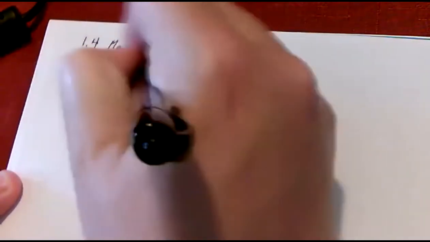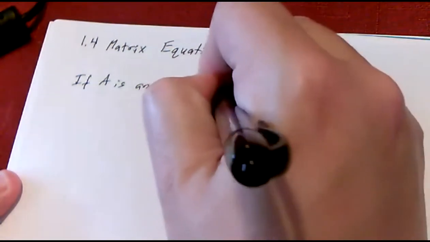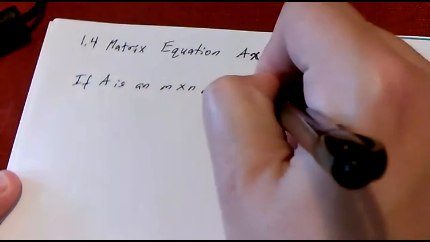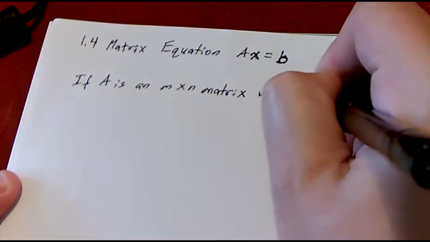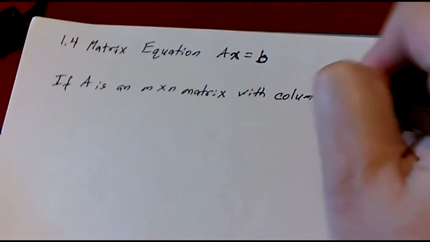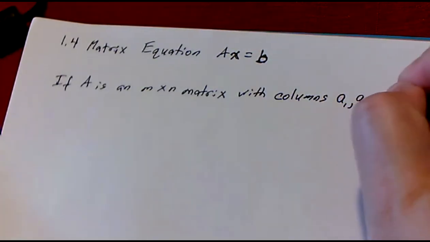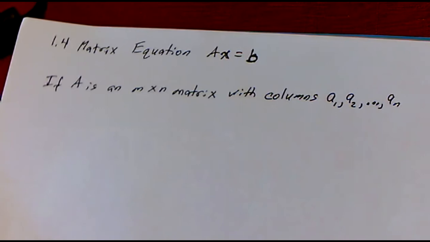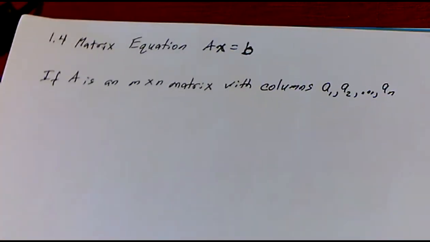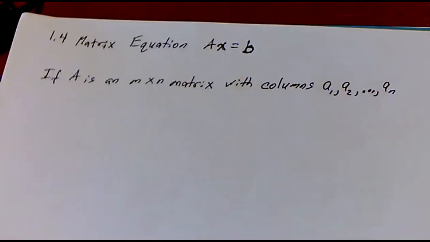So if A is an m by n matrix, so m by n, rows by columns, with columns a1 through an, because remember there are n columns, so we should have n such columns. And knowing what we know about columns, a matrix with one column is a column vector, so we can consider a vector as well as a column of our matrix.